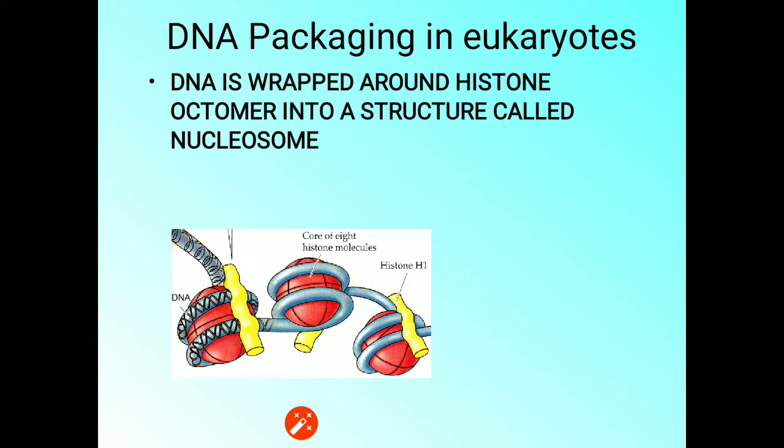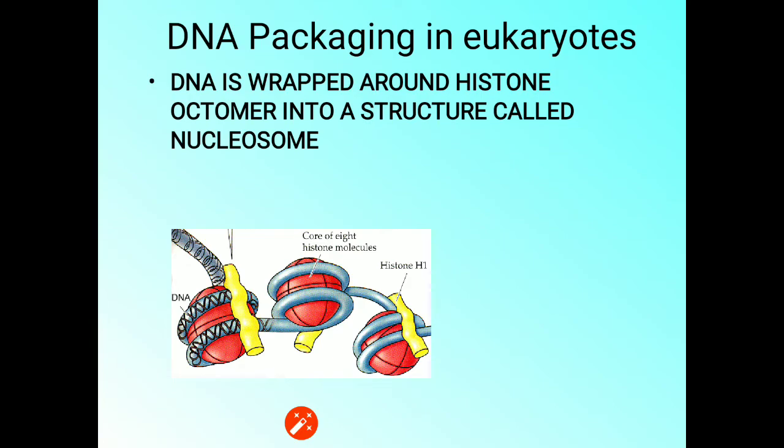Now about the DNA packaging in eukaryotes. In eukaryotes, the DNA is wrapped around positively charged histone proteins, that is the histone octamer, into a structure called a nucleosome. A typical nucleosome consists of 200 base pairs of DNA helix. It is a very important point, a frequently asked question. The nucleosomes are the repeating units that form the chromatin fiber.